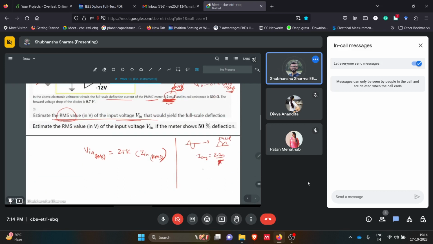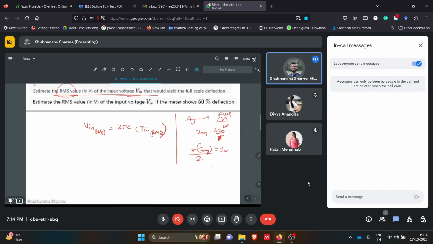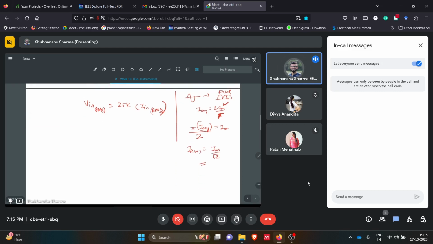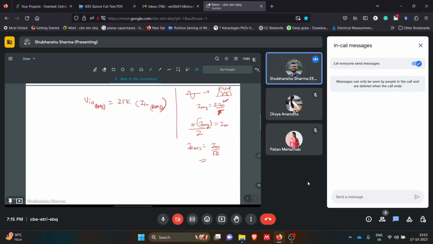From this, we can get the peak value of this output signal or output current Im. So that will be I average into pi divided by 2 equals Im. From here, we can get the RMS value of this signal. I RMS will be equal to Im by root 2. That is the RMS value of a sinusoidal signal. So that will be I average into pi by 2 root 2.